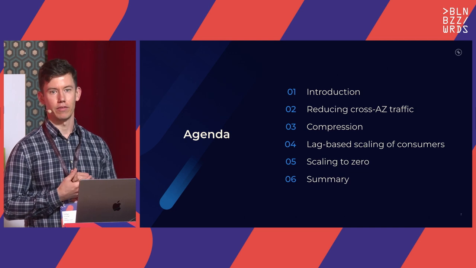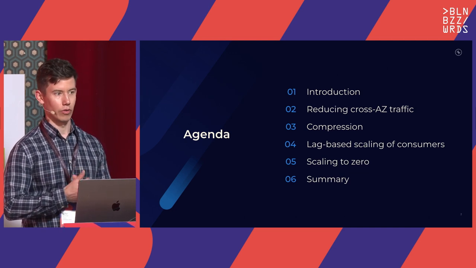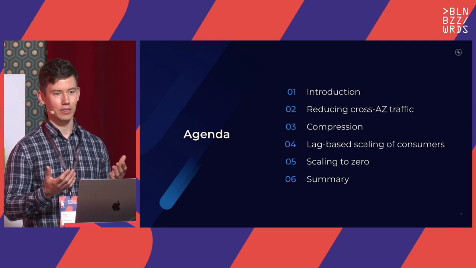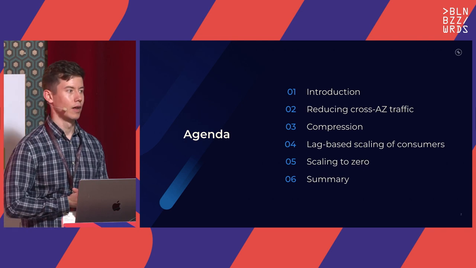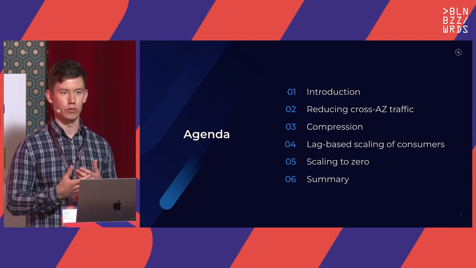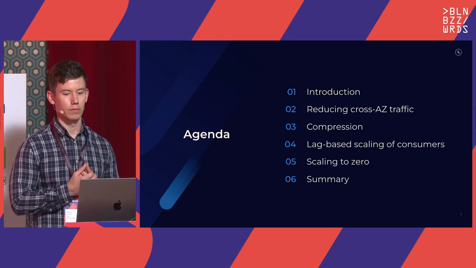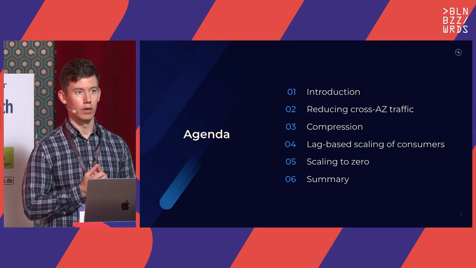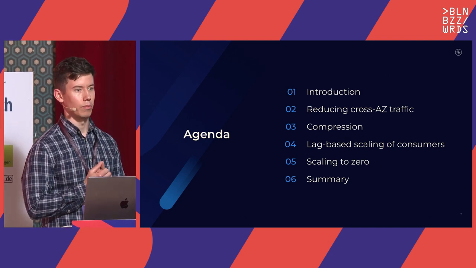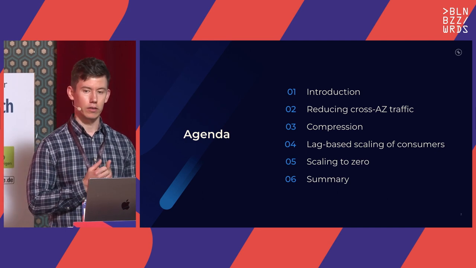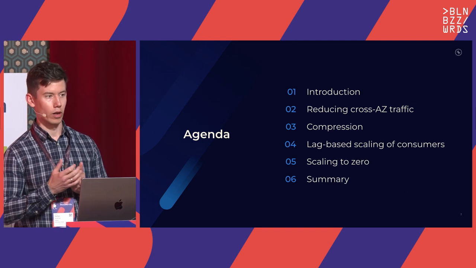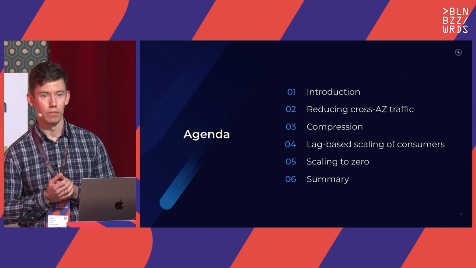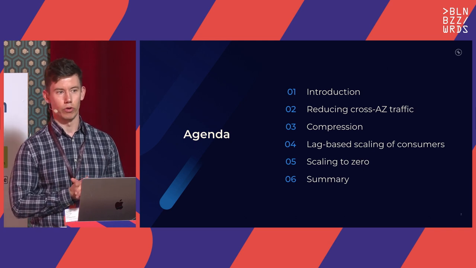Before we get started, let's take a brief look at the agenda. I would start with a brief introduction, set the scope for today's talk, and discuss what's in scope and what's also out of scope of this talk, setting some context before we discuss different means to taming the cost of Kafka workloads, like reducing cross AZ traffic, which will be beneficial for optimizing or reducing network cost, compression, which is also beneficial for optimizing network cost, and lag-based scaling of Kafka consumers, as well as potentially scaling Kafka consumers to zero. And in the end, I'll try to sum up things, and hopefully you'll learn one or two things from this talk.